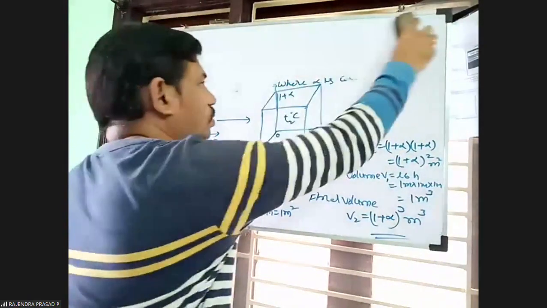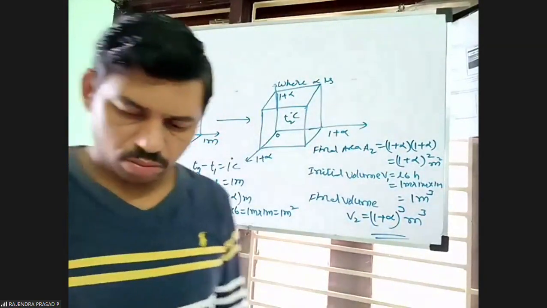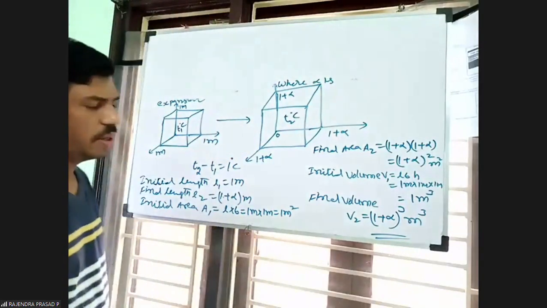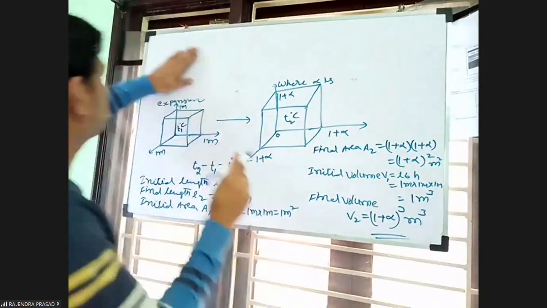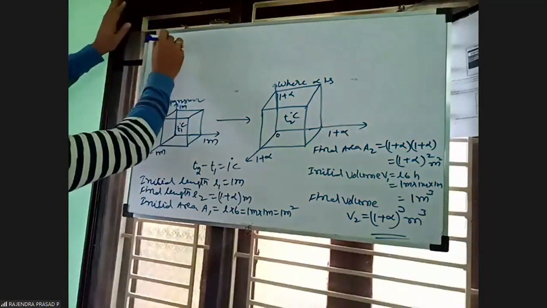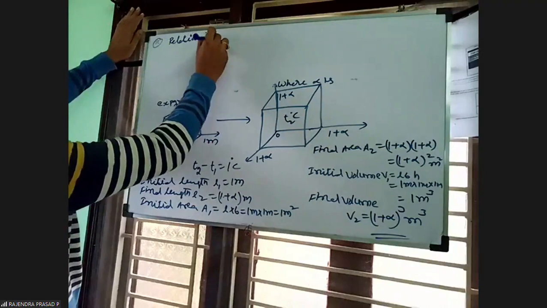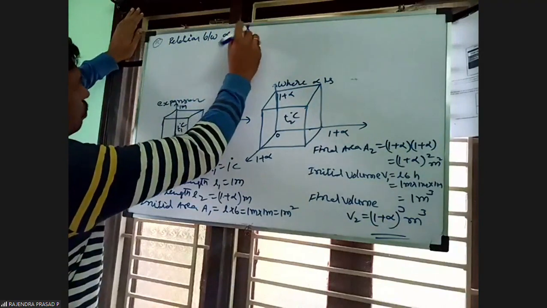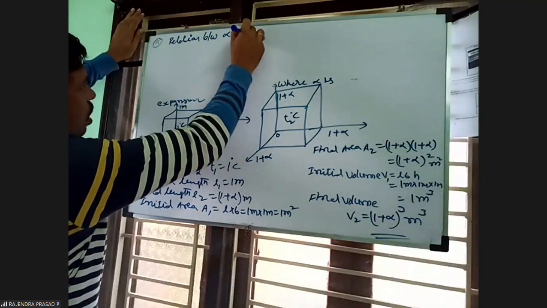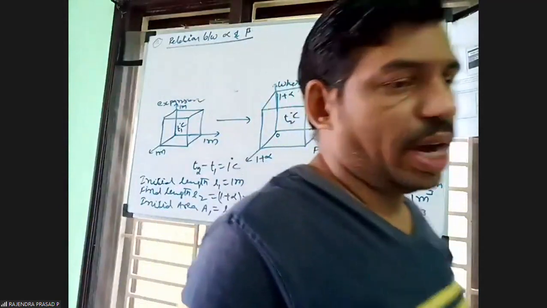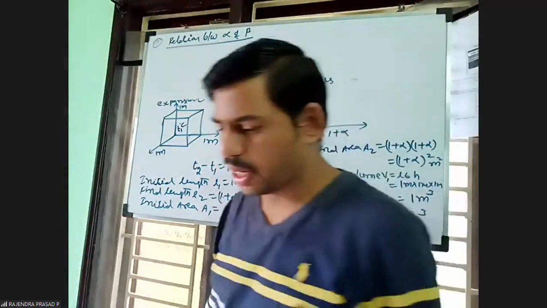Sir, after solving this, we'll get beta and gamma in terms of alpha, no, sir? First, this is the basic. So first, the relation between alpha and beta, the relation between alpha and gamma, and next the relation between alpha, beta, gamma.